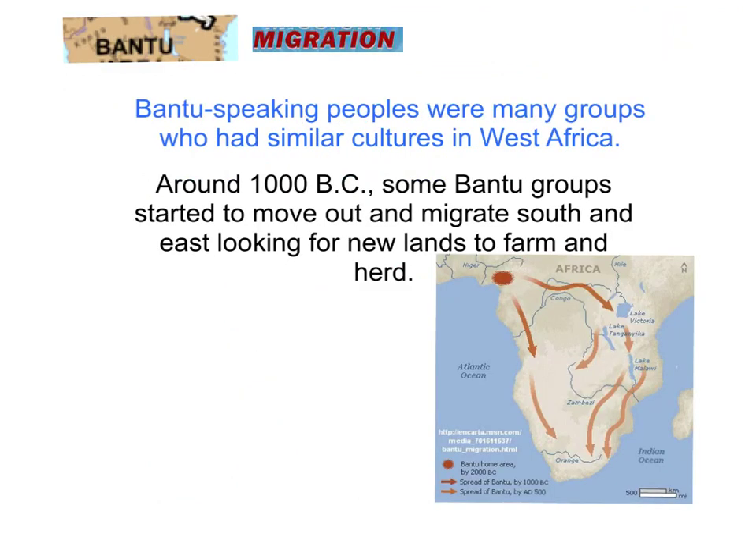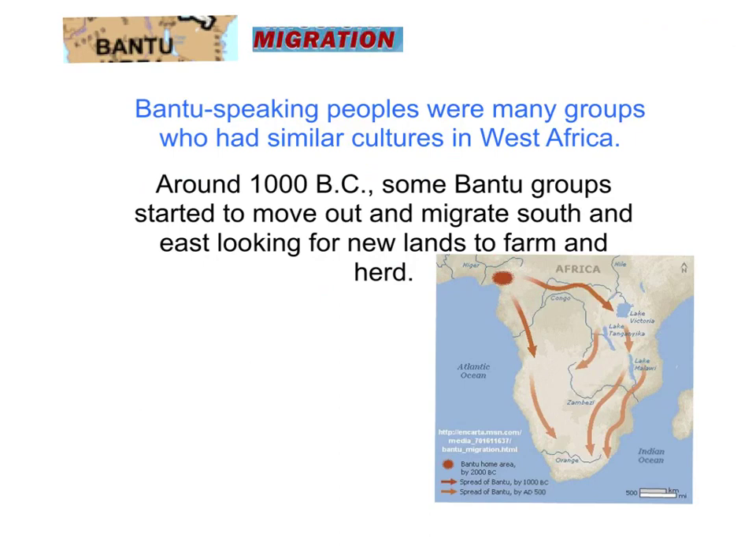Bantu-speaking peoples were many groups who had similar cultures in West Africa. The Bantu mainly started right here where you see the red blob. But eventually, for some reason, the Bantu people decided to start to migrate in other areas. This happened around 1000 BC.